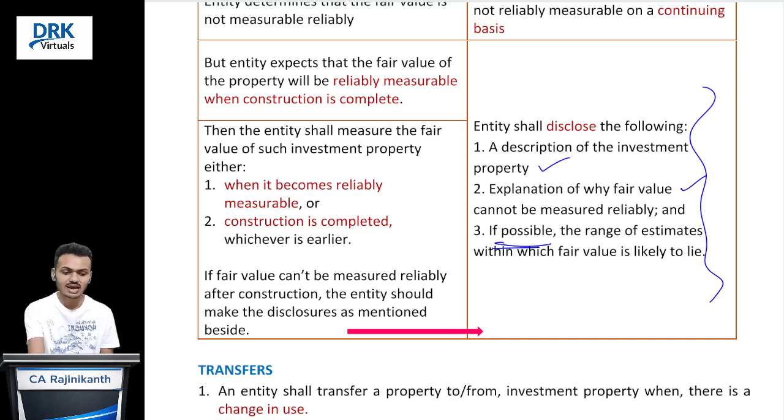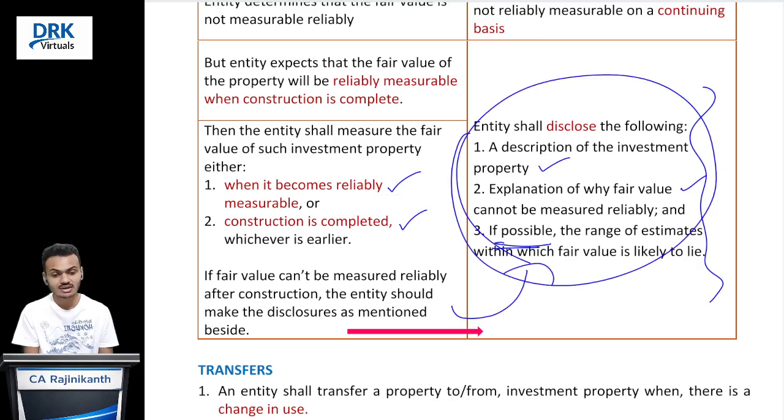If it is an investment property under construction, in this case we should measure the fair value at the earlier of when it becomes reliably measurable or when the construction is completed. Even if after construction is completed we cannot measure the fair value, we should give the disclosures as we already discussed.